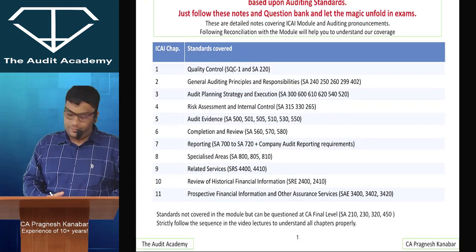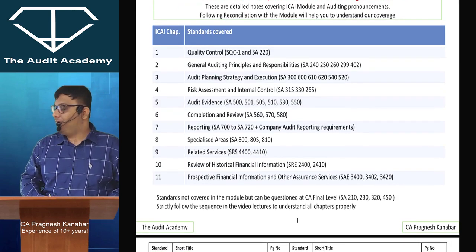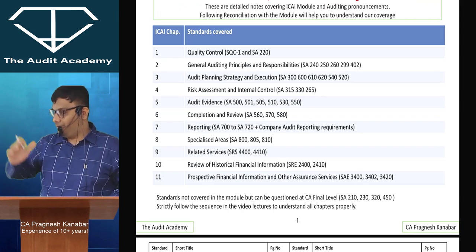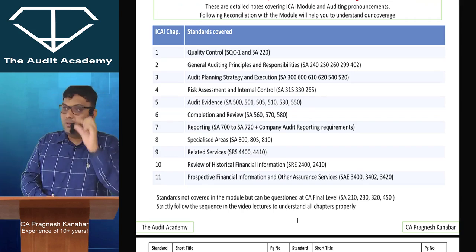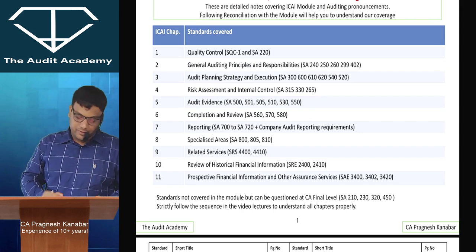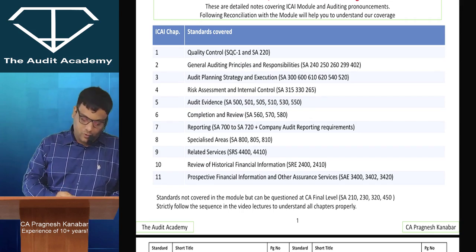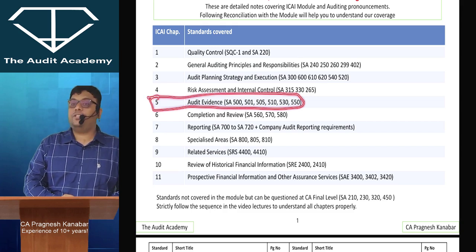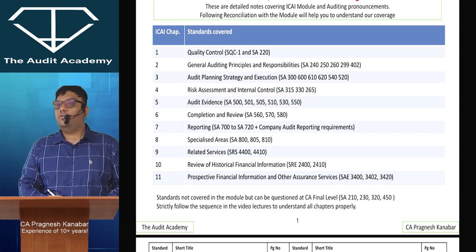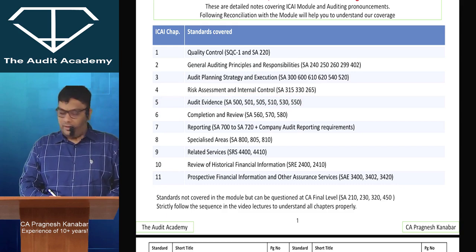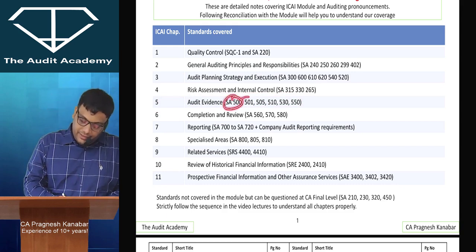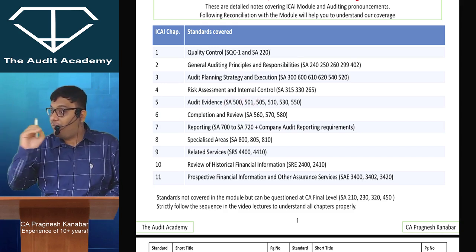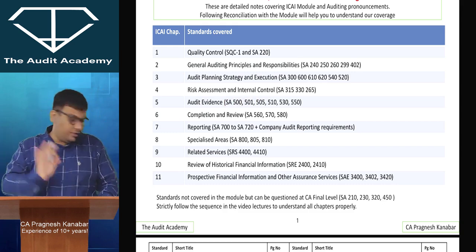Acha, let me tell you, there is one more scam going on in the market. Some professors will tell you that, see, I am teaching you straight from the module. Now I give you a challenge. Please go to the module today. Open chapter number 5, audit evidence. This chapter in the module is only 25 pages, and for every single standard, they have just given a chart. Just a chart of half a page. That's it. Just a bloody chart.